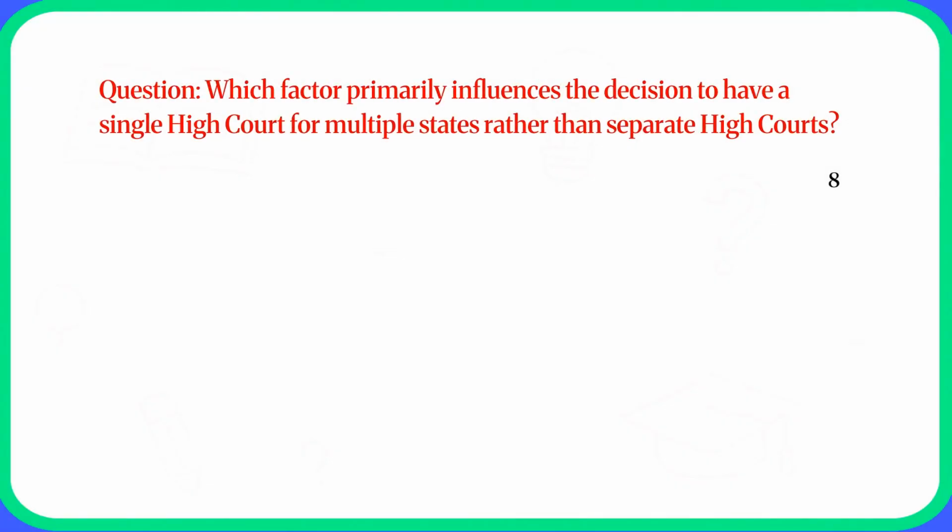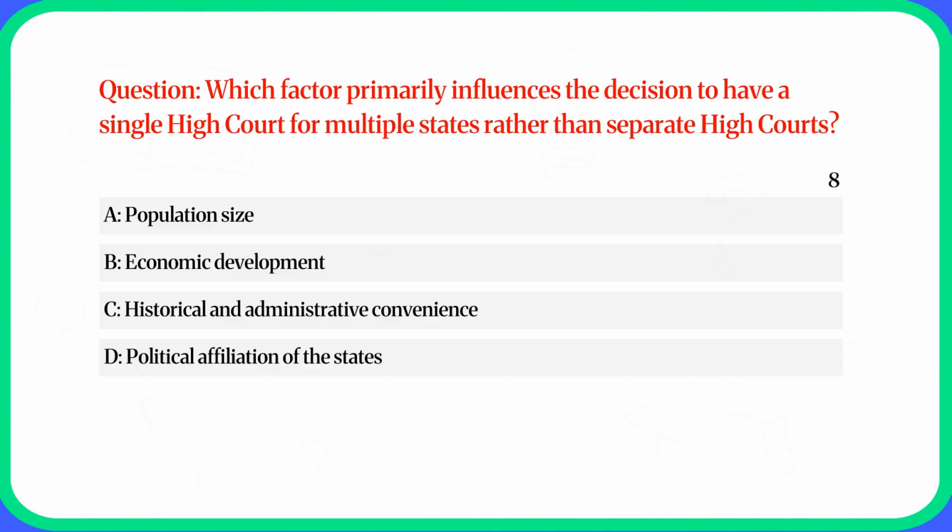Question: which factor primarily influences the decision to have a single high court for multiple states rather than separate high courts? Answer: C. Historical and administrative convenience.